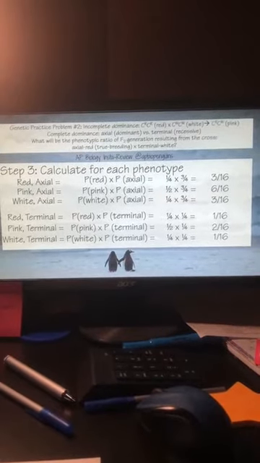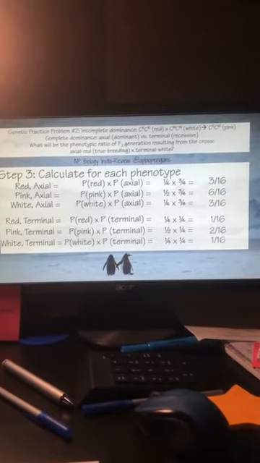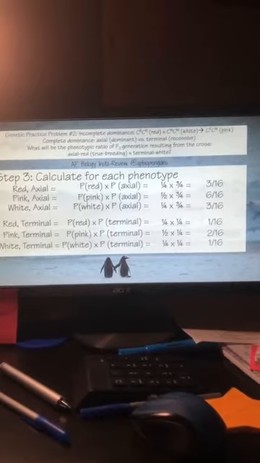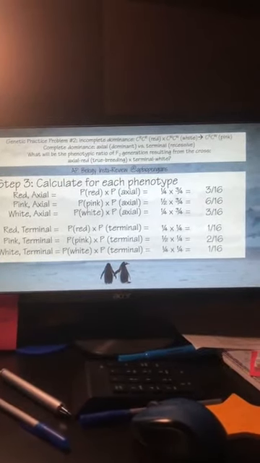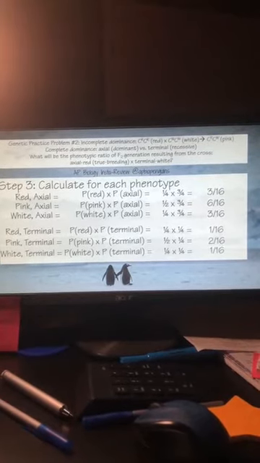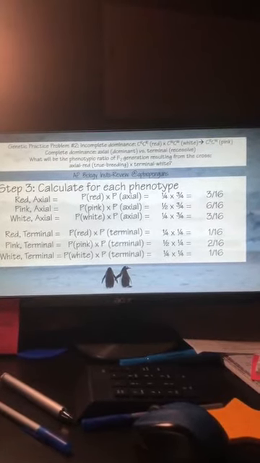Probability of red was 1/4. Probability of terminal was 1/4, so 1/16. Probability of pink was 1/2. Probability of terminal was 1/4, giving you 2/16. And then, of course, probability of white was 1/4. Probability of terminal was 1/4, which gives you 1/16.